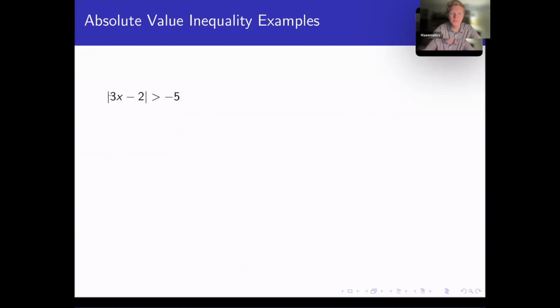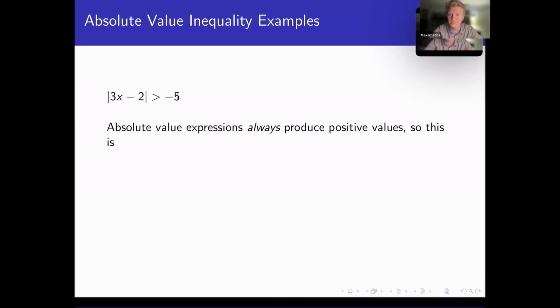Alrighty, absolute value of 3x minus 2 is greater than negative 5. Well, absolute values always produce positive numbers. Well, if they always produce positive numbers, they are always greater than negative 5. So this statement is always true. Our solution set for solving inequalities would be all real numbers, negative infinity to infinity. No matter what you plug in, this inequality will always be true.